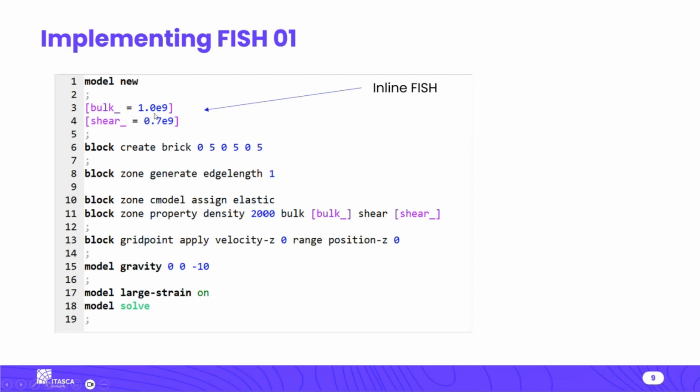We can define these fish variables inside the square brackets. So we have a fish variable called bulk equal to 1e9. Next line, square bracket, fish variable called shear equal to 0.7e9.